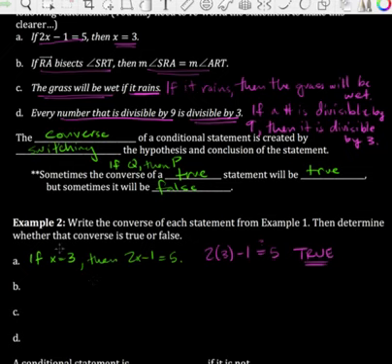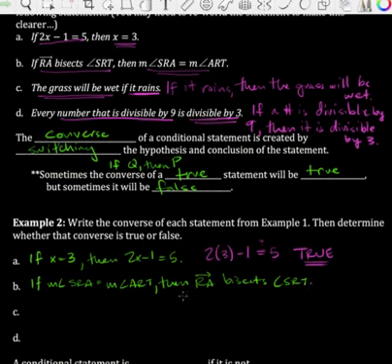In part B, let's write the converse. We're going to take the conclusion: if the measure of angle SRA equals the measure of angle ART, then, now we'll take the hypothesis of the original statement, ray RA bisects angle SRT. Now let's decide, is that a true statement or not?